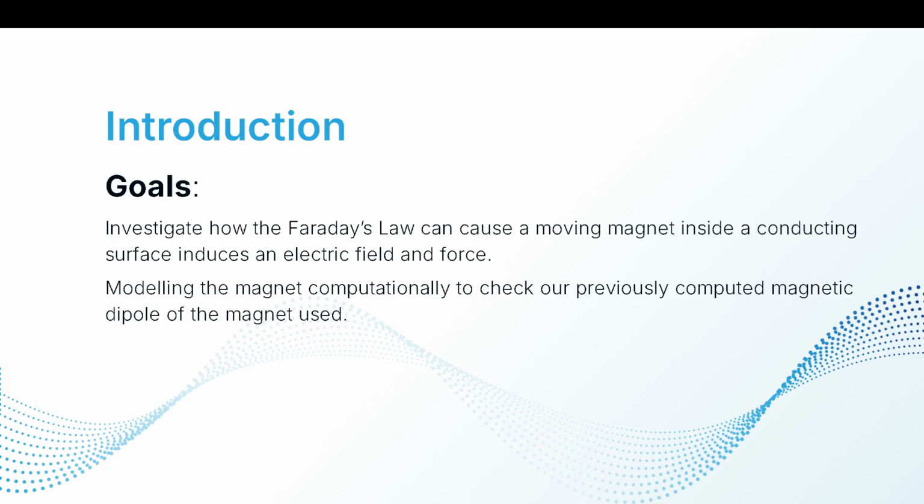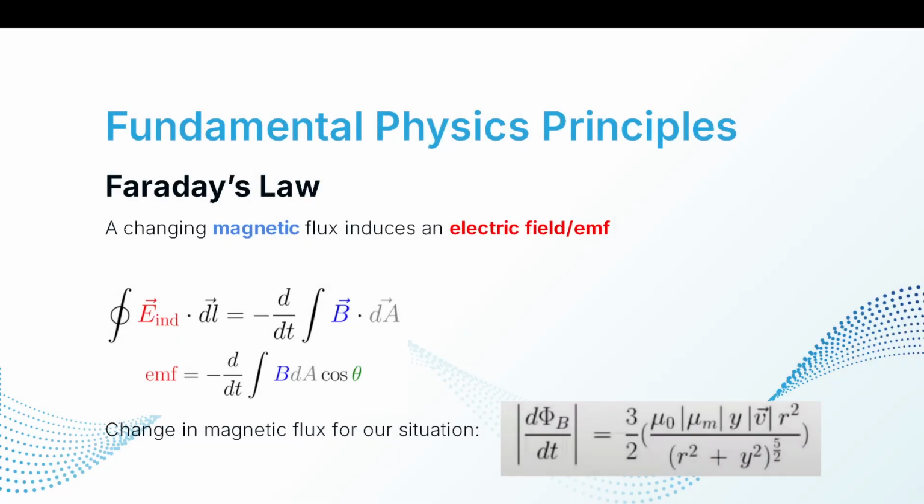So what we're going to do for this lab is basically find out how Faraday's law affects moving magnets inside a conducting surface, because it creates a change in magnetic flux. So what is Faraday's law? A change in magnetic flux makes an EMF, and an EMF, or electric field, is directly related to current, which makes a force.